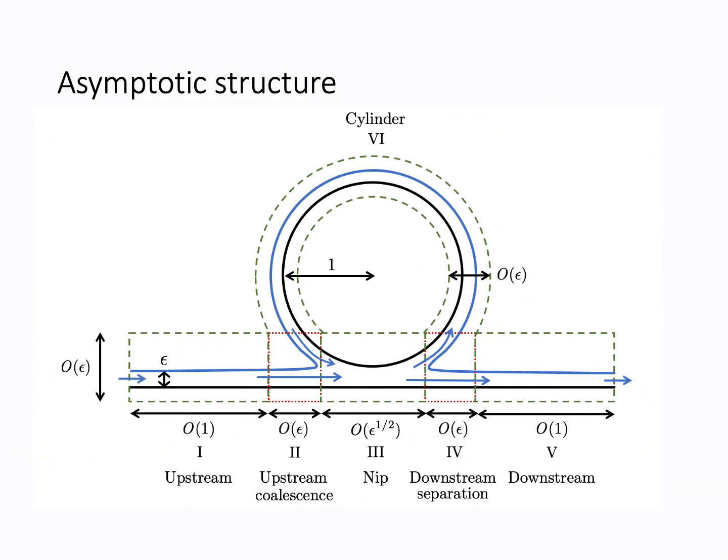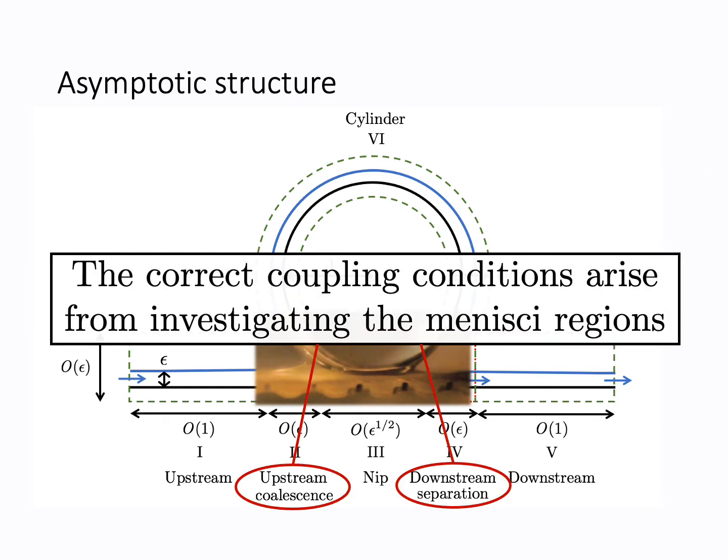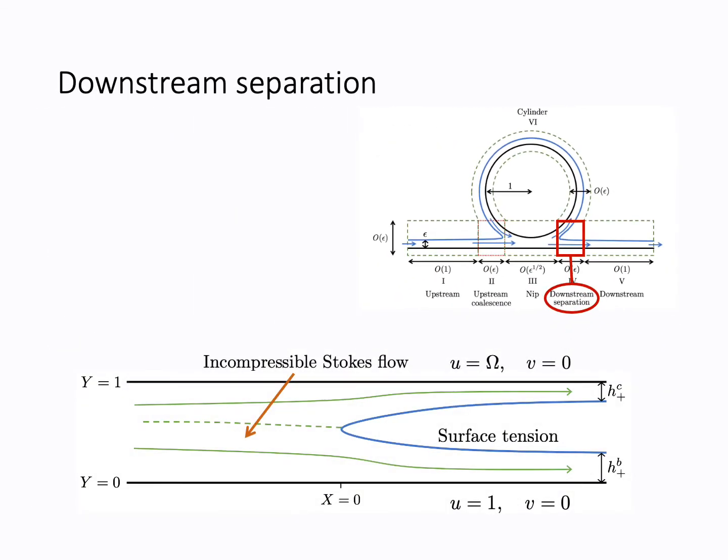So let's go back to the full asymptotic structure of the problem. The issue causing us hassle is that the nip region terminates at finite points that we don't know a priori. Our problem in the nip region is essentially a free boundary problem. To understand how to close the problem, we must investigate the small coalescence and separation regions at either end of the nip region. In the downstream separation region, the leading order problem is basically separating Stokes flow in a channel where the top and bottom plates have different velocities, with surface tension being important on the interface.